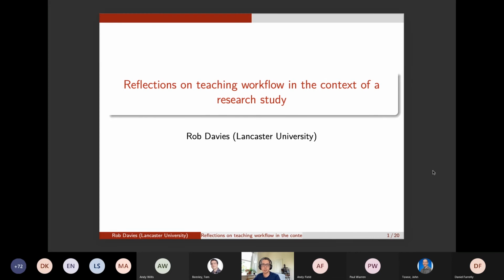I'm going to talk about some reflections I've got on teaching workflow in the context of a research study. I started using R in 2007 because I needed to do mixed effects models. I started teaching R classes and workshops in 2013, and moved to Lancaster, partly so that I could do that officially in 2014. I wasn't aware at the time of the work that Glasgow was doing.